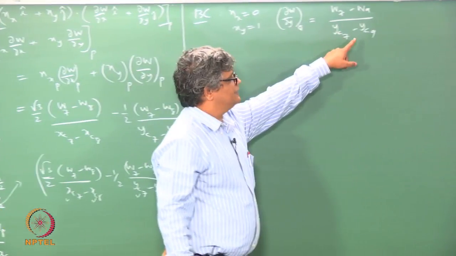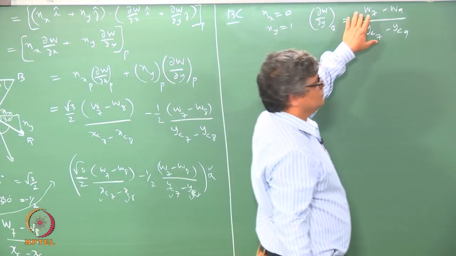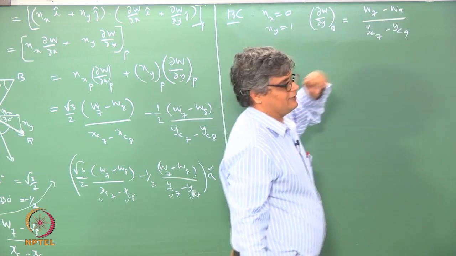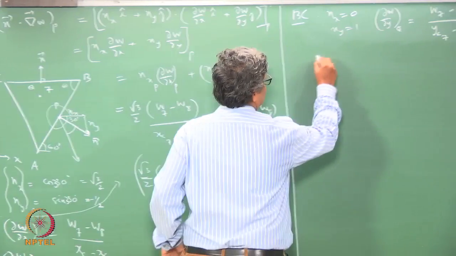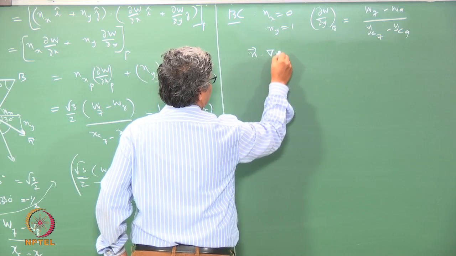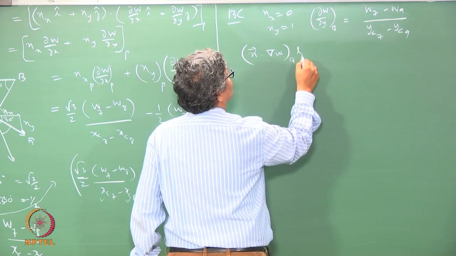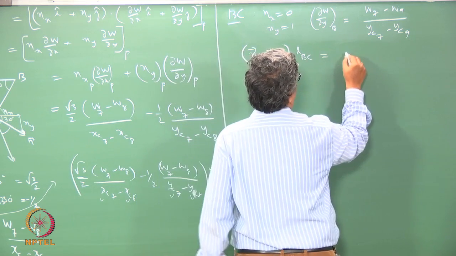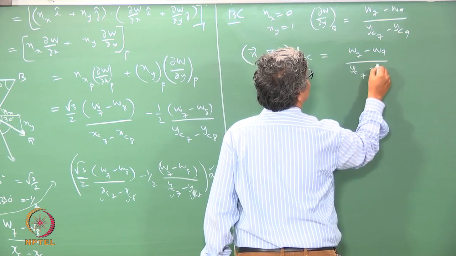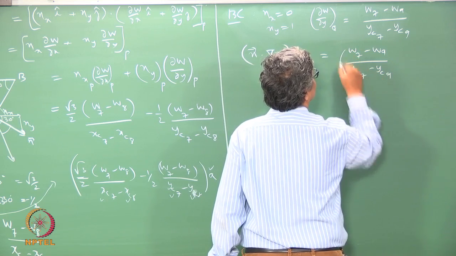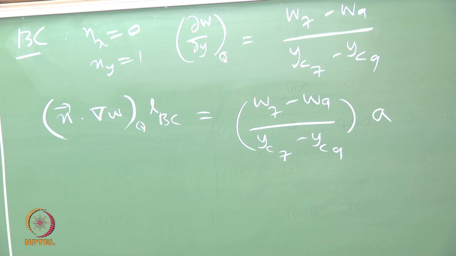Why did we bring in YC and all this? Because it is only at the centroid that we know the value of W, either at the centroid of 7 or the centroid of 9. Okay, so we can write it like this, and therefore n dot gradient of W at Q times LBC will be equal to W7 minus W9 divided by YC7 minus YC9 times A, where A is the length of the side BC.